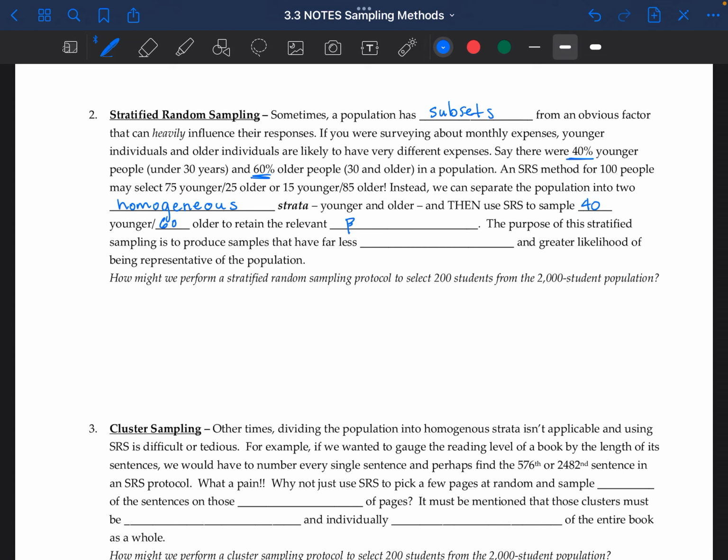In order to obtain a relevant proportional sample. So the purpose of stratified sampling is to produce samples that have far less variability. Because with an SRS, a simple random sample, there's going to be a lot of that. It's kind of free will on that one. And so we get a more likely chance of the population's breakdown matching our sample breakdown.